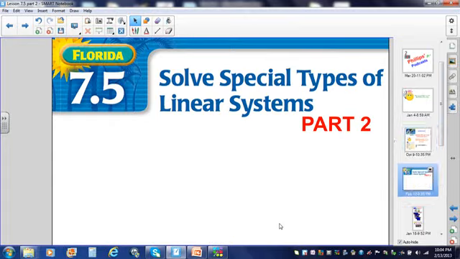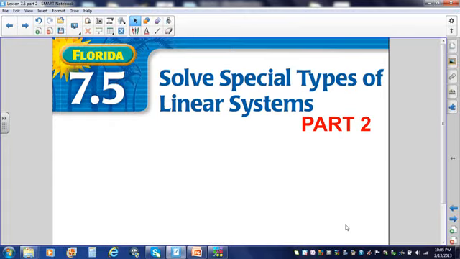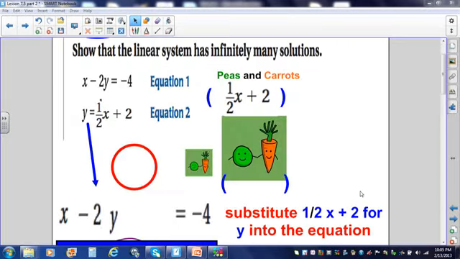Today's podcast is going to be on Lesson 7.5, Special Types of Linear Systems, Part 2. Please write down this system of equations. Remember, by definition, a system is two or more linear equations. So please write down the system x minus 2y equals negative 4, y equals 1/2 x plus 2.